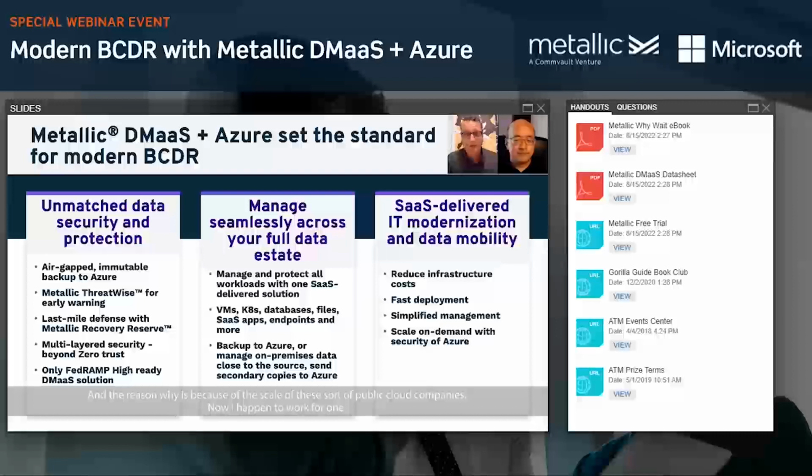And the reason why is because of the scale of these public cloud companies. Now, I happen to work for one. Microsoft's been around for 50 years. We have a bedrock of trustworthy computing. We've always fought and won the trust of enterprises and small businesses alike based on this foundation of trust and trustworthy computing that we've always had. So obviously, when we launched into the arena of public cloud, we didn't just stop thinking about security and scalability and durability of a network.